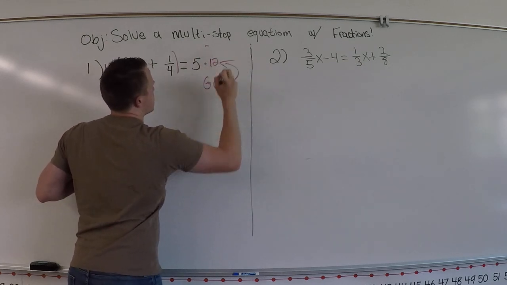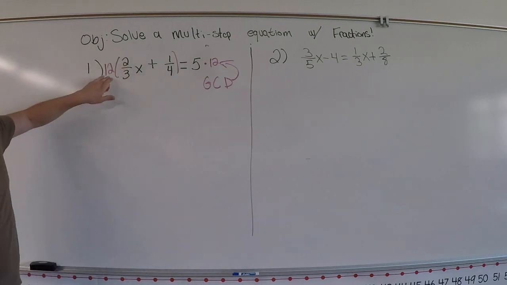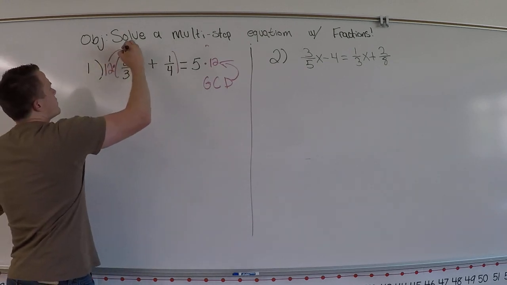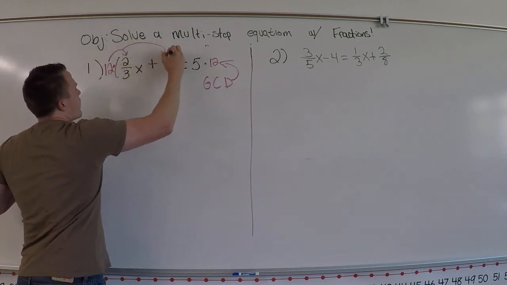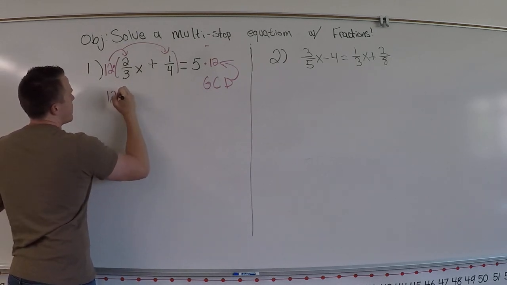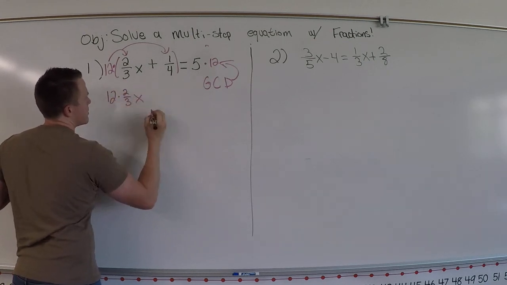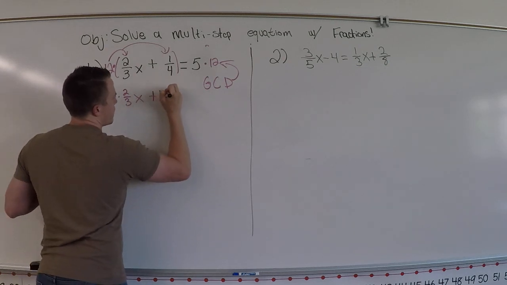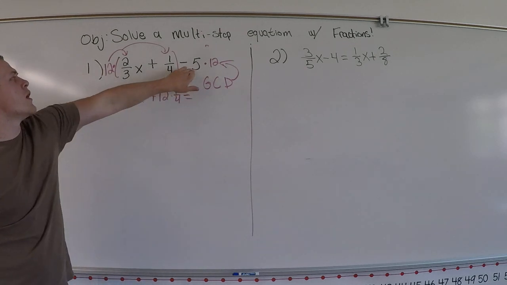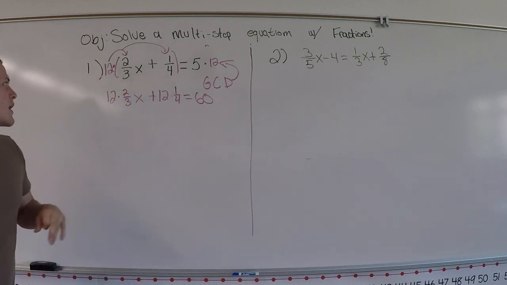I just want to let you know that this is the greatest common denominator. So what I would do is, of course, because I see a parentheses, I automatically assume multiplication. I'll multiply this to the 2/3 and to the 1/4. So what I will get, just to make it a little simpler, is 12 times 2/3 x plus 12 times 1/4 equals, I need to do 5 times 12, which is just 60. You need to just skip a step right there.